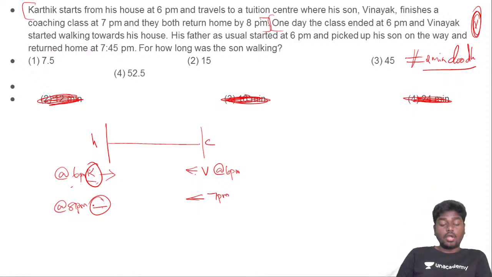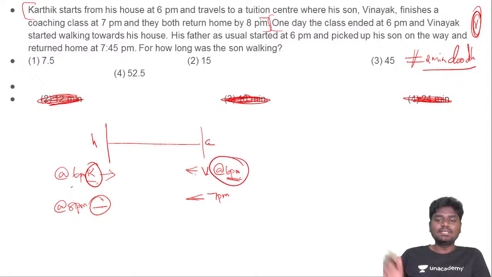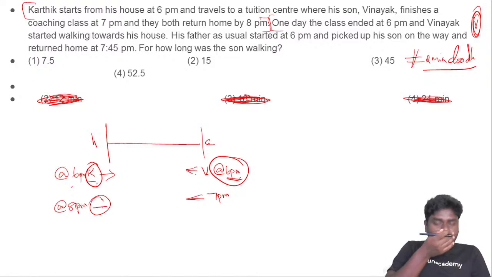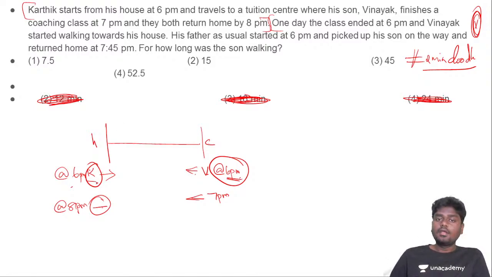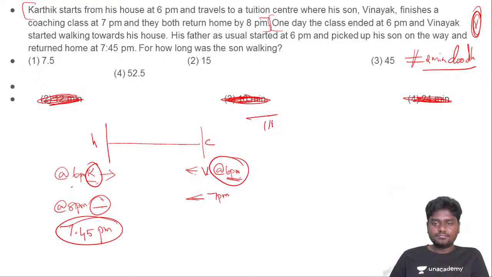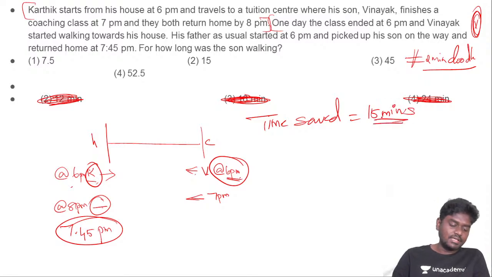Okay. So now, on the fine day, what happens? Vinayak's class is over by 6, so he starts walking towards his home. His father picked Vinayak on the way, and they both reached home at what time? 7:45 p.m. Right? If that is the case, what is the time saved? It is 15 minutes. The time saved in the total journey is 15 minutes.